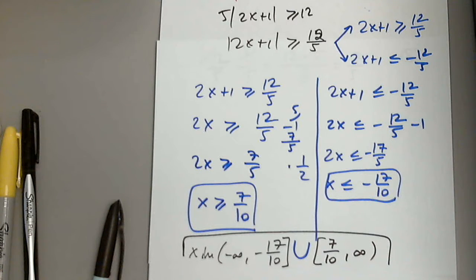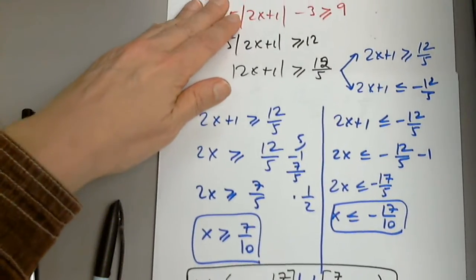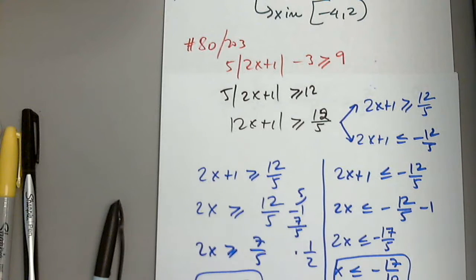Okay, so what was the question again? How did you know to make negative 12 over 5? Like, how did Gina make that negative? This one. Okay, very good.